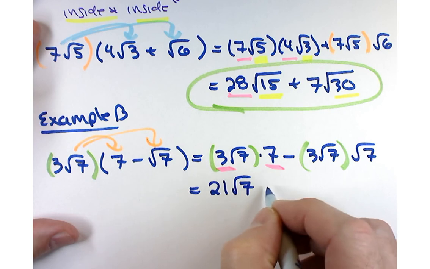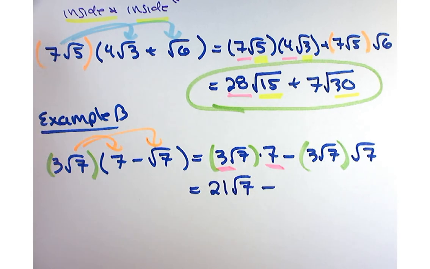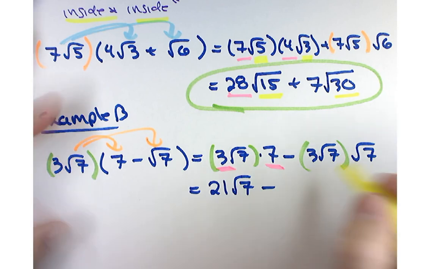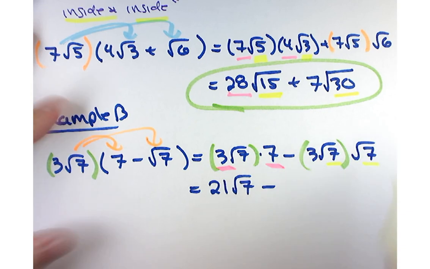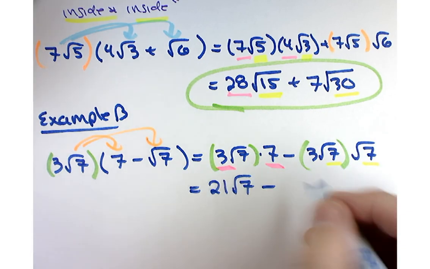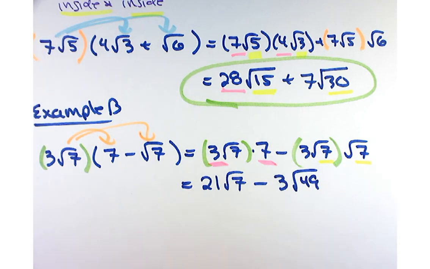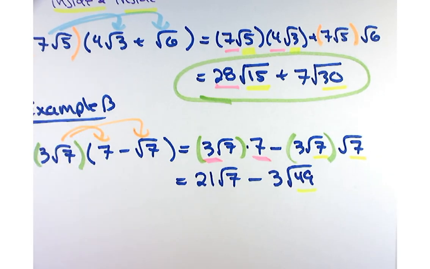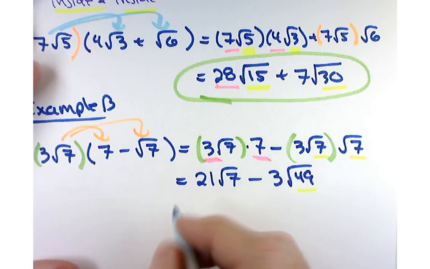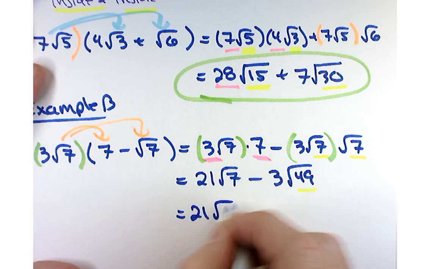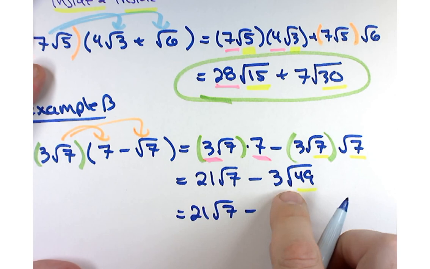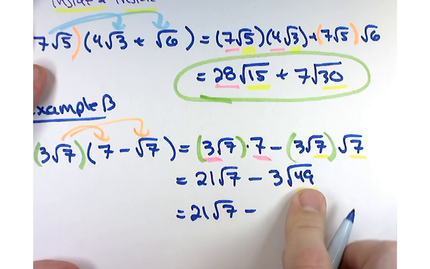21 square root of 7. Perfect. Minus. I got to think a little bit on this one. This time, it's going to be minus 3 times the square root of 49, right? Because the 7s are going to multiply each other. So, nice. So 21 square root of 7 minus, I hope you don't leave it like this.